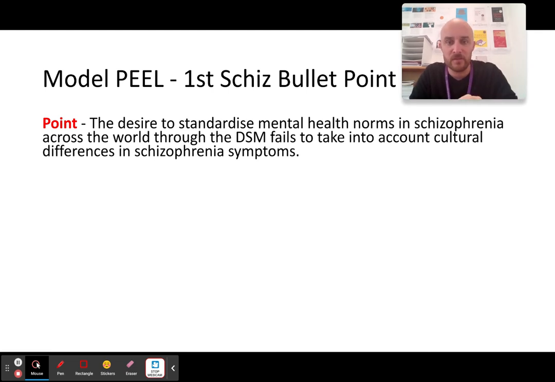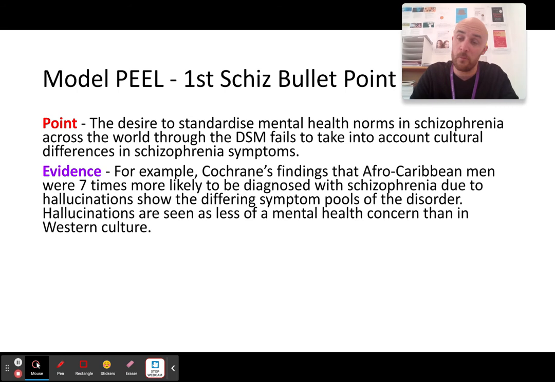Where is my evidence that it fails to take into account cultural differences? Well, for example, I'm going to bring in Cochrane's research here, that Afro-Caribbean men were 7 times more likely to be diagnosed with schizophrenia, due to the hallucinations showing different symptom pools of the disorder. Hallucinations are seen as less of a mental health concern than in Western culture, right? But now I need to elaborate on this.